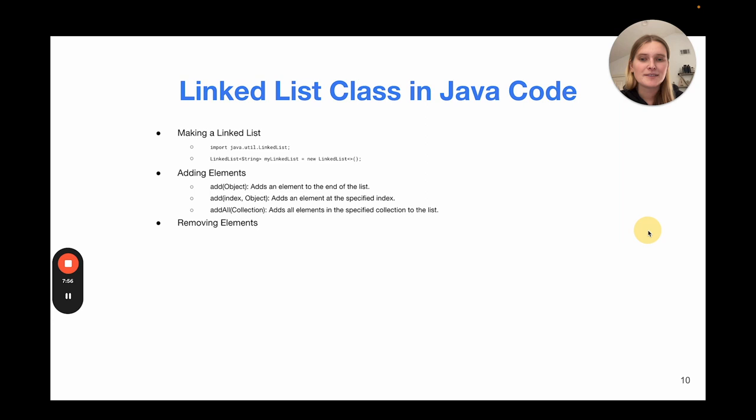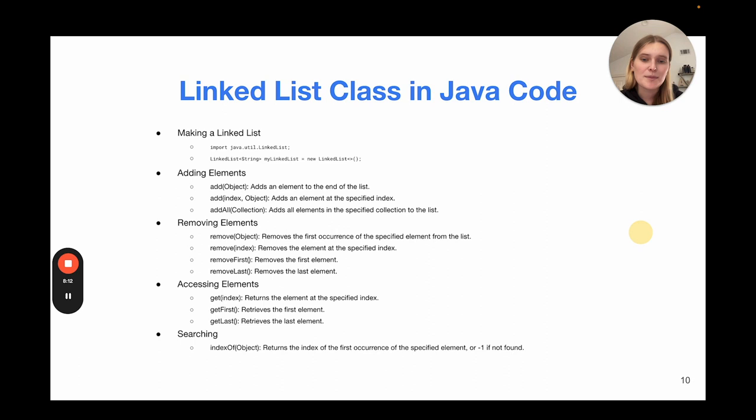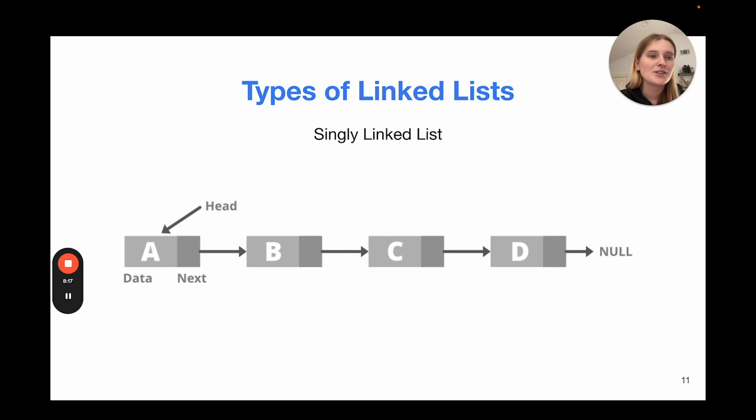You can also remove elements. You can use the remove method, or the removeFirst, or the removeLast methods. And then you can access elements. You can use the get method, getFirst, getLast, and you can search for elements using indexOf, lastIndexOf, and things like that. So those are just the helpful methods to use when making a new linked list.